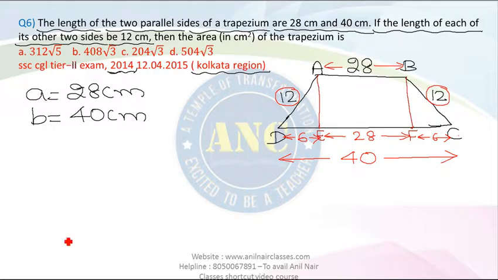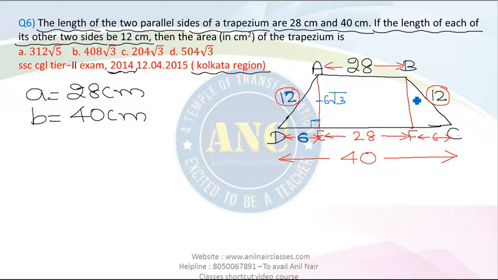Now, can I say like this, sir? Can I say that this is my right angled triangle? Right angled triangle: hypotenuse square, 12 square, is equal to 6 square plus AE square. So AE is nothing but square root of 144 minus 36. So square root of 144 minus 36, it is nothing but 108. Square root of 108 is square root of 36 into 3. So it is 6 root 3.